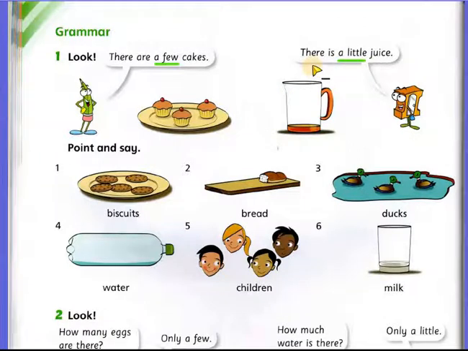This sentence, there is a little juice. Juice, can you count juice? No, we can't count juice, so we use the word a little. A little is a small amount of a thing, but it's enough.